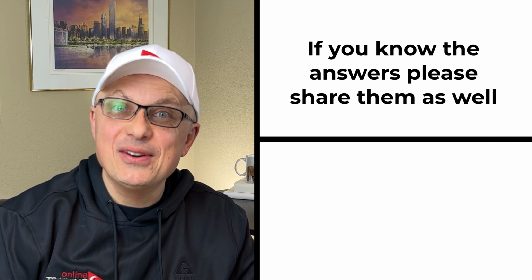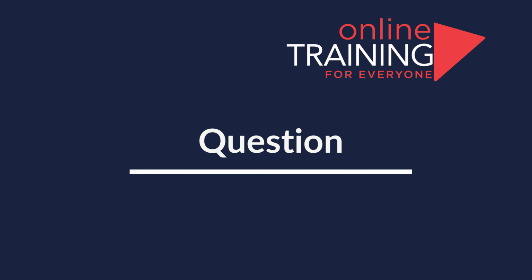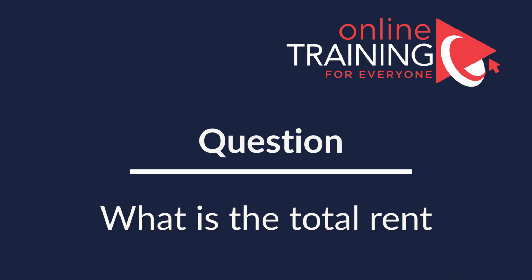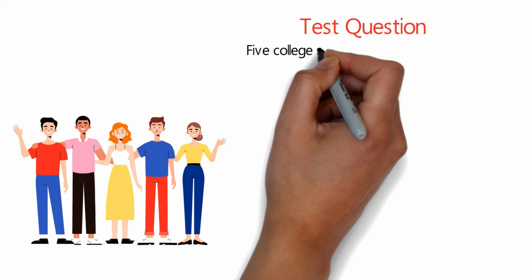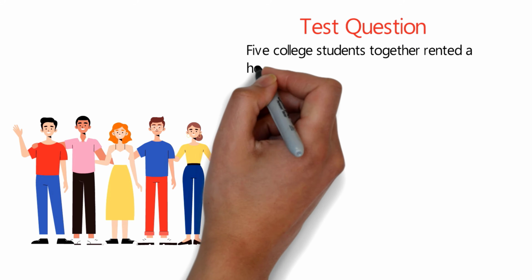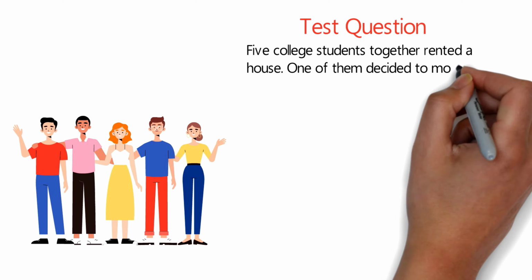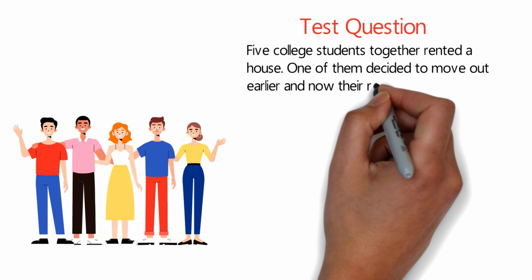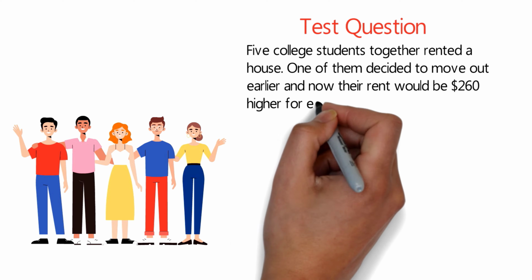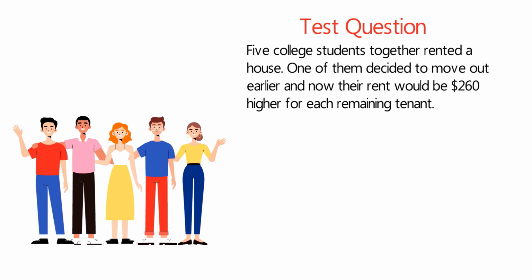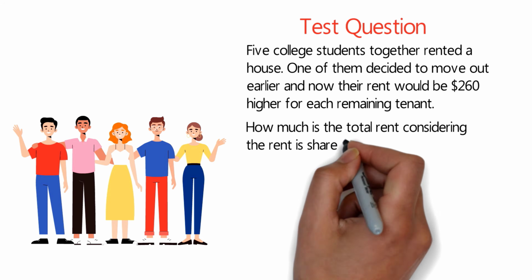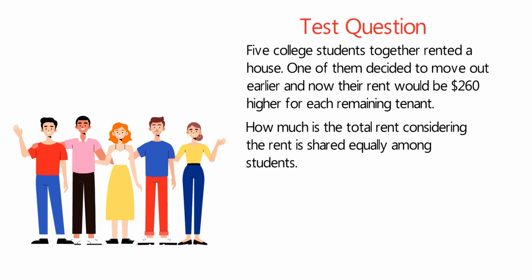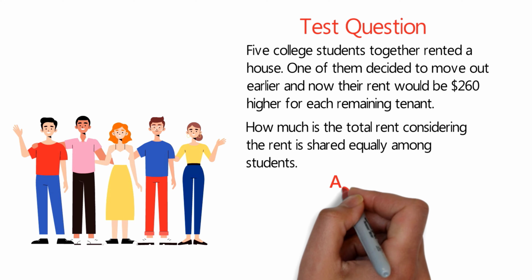And now let's continue and get you ready for the test. Here's an interesting question you may need to know not just for the test, but also if you're trying to rent a house. 5 college students together rented a house. One of them decided to move out earlier, and now their rent would be $260 higher for each remaining tenant. What is the cost of the total rent, considering the rent is shared equally among students? And you're presented with 4 different choices.